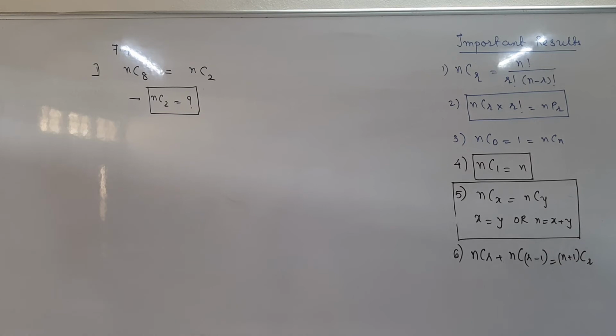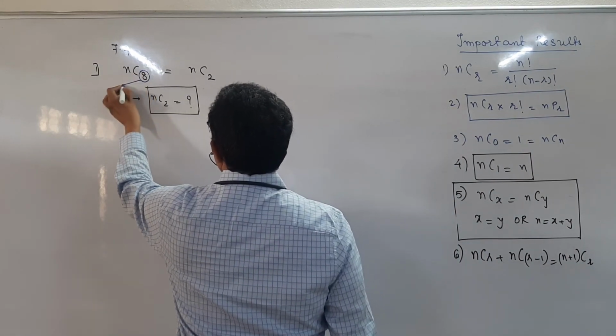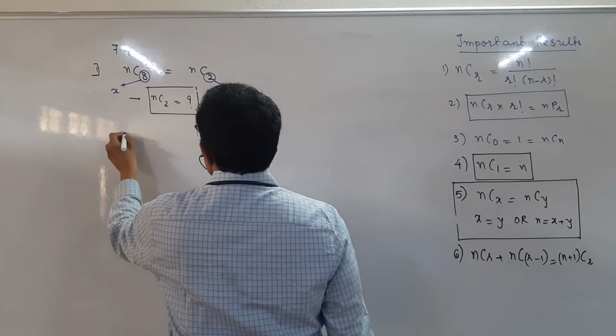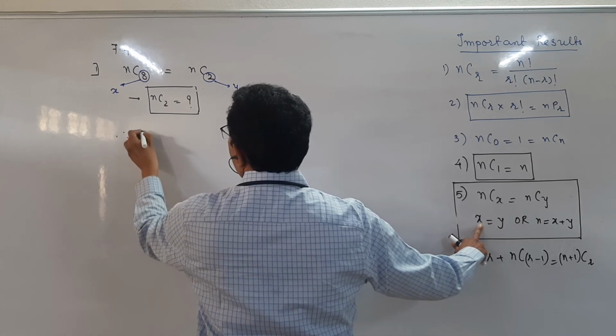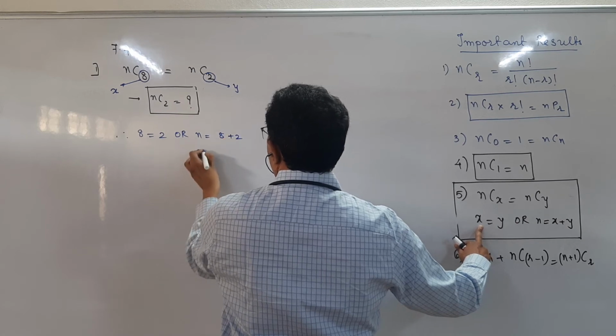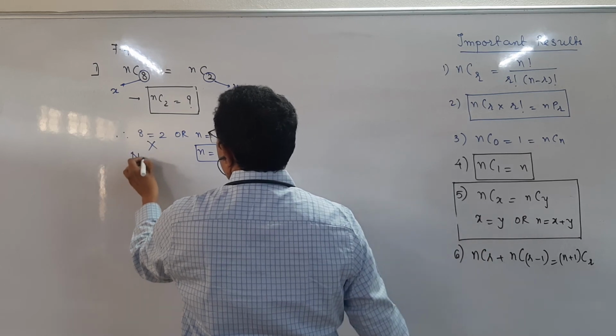Now students, whenever you practice the sums in permutation and combination, you should be very well aware of all the 6 results. So I am going to apply property 5. If 2 combinations are equal with same n, so this is our x, this is our y. So according to this property, I will have x is equal to y, or n is equal to addition of x and y, which is 10. Now 8 is equal to 2 is not possible.